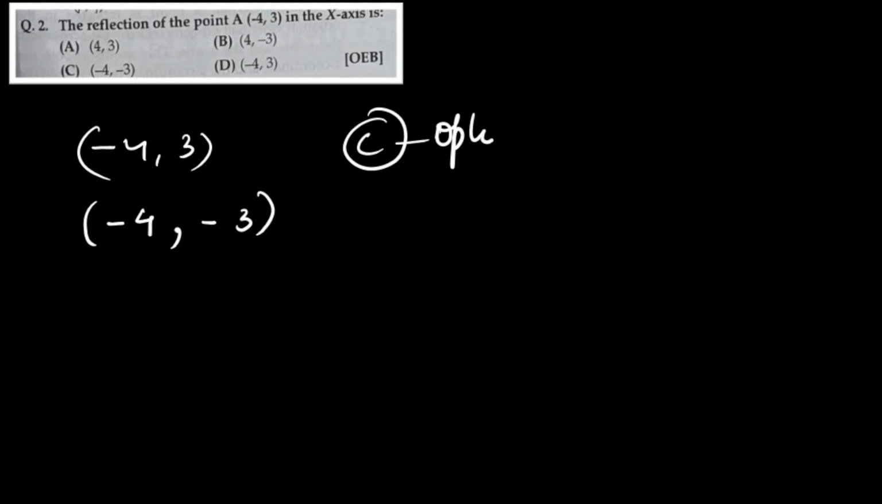Most of the time I have seen that if something is negative, students will change this also to positive. So don't do this. First of all, whichever coordinate will remain the same, write down that one. Here the x coordinate will remain the same, so write it down. Y will change. So (-4, -3).